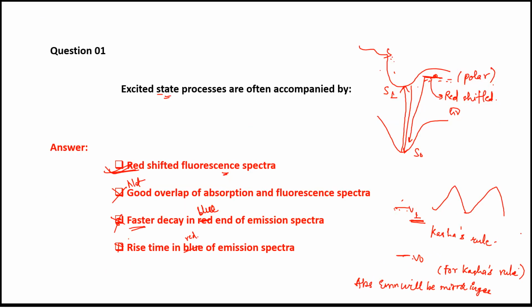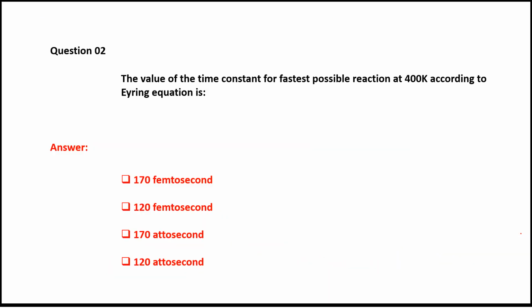Now we'll go to the next question. For the first question, we have solved this, and the second question is: the value of the time constant for the fastest possible reaction at 400 Kelvin according to the Eyring equation. So first of all, we have to calculate this. What we want to know is what the Eyring equation is.